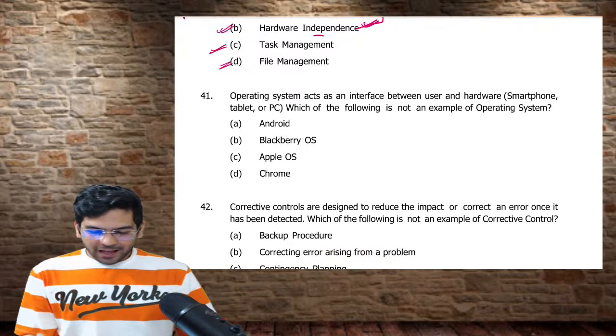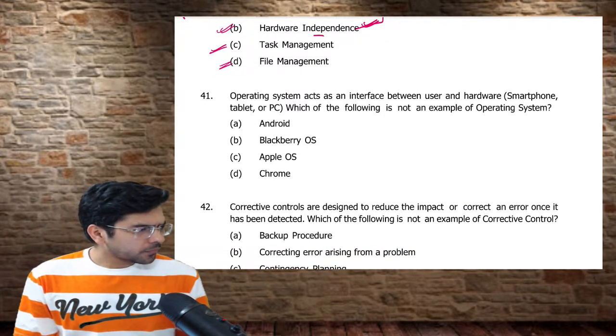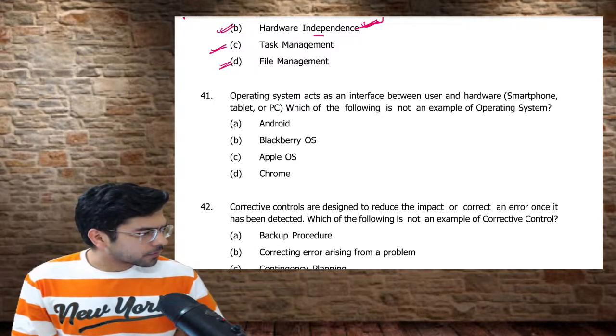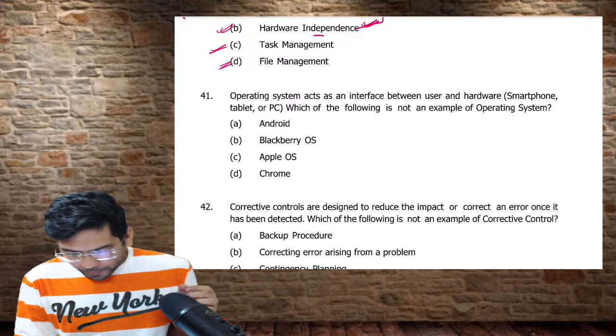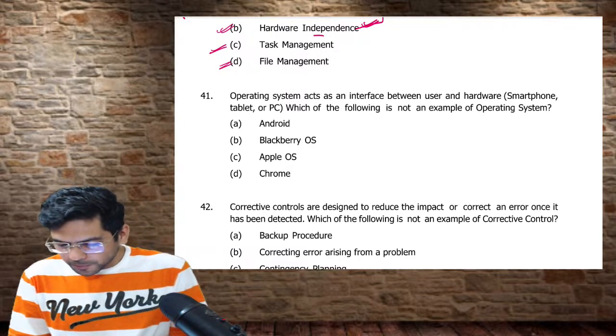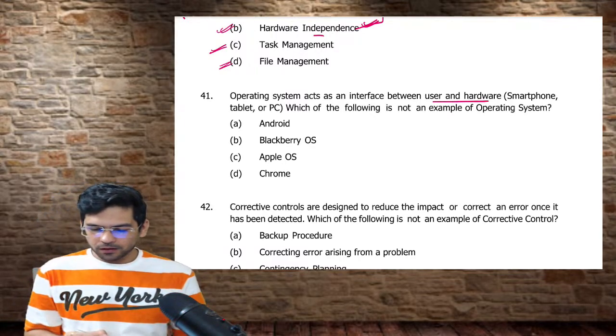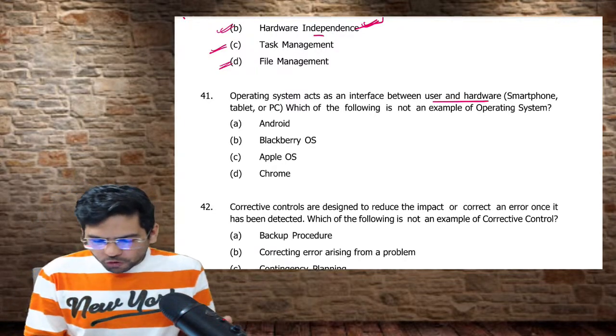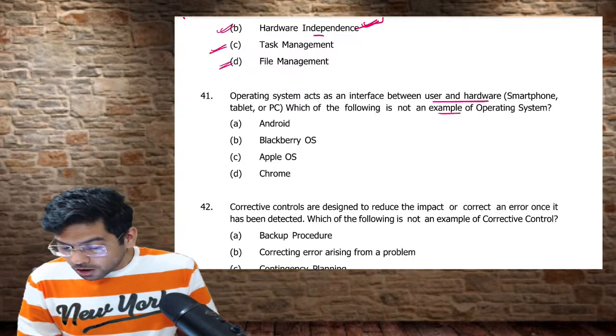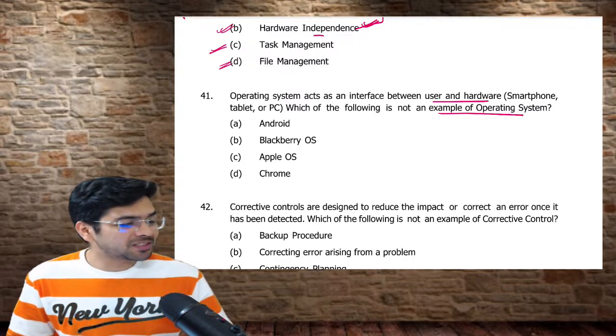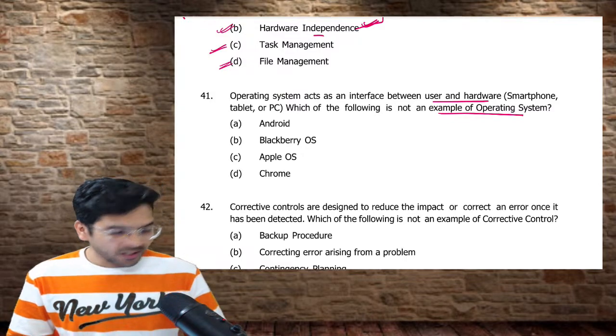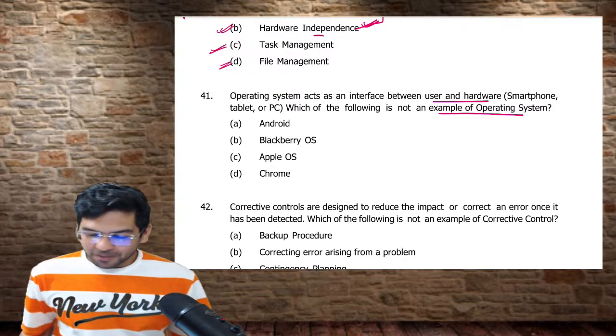Operating system acts as an interface between user and hardware. Hardware can be smartphone, tablet, or PC. Which of the following is not an example of operating system? Now this is a super easy question. Which of the following is not an example of OS?